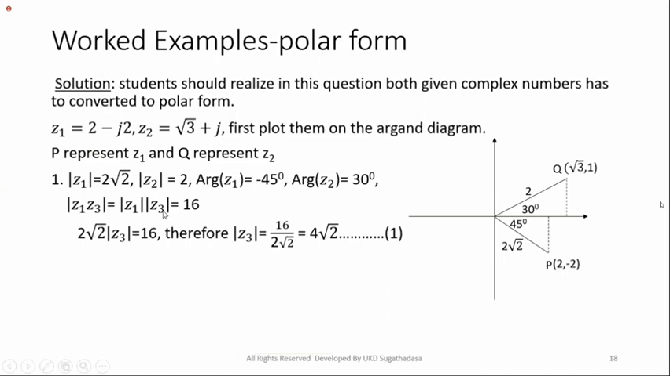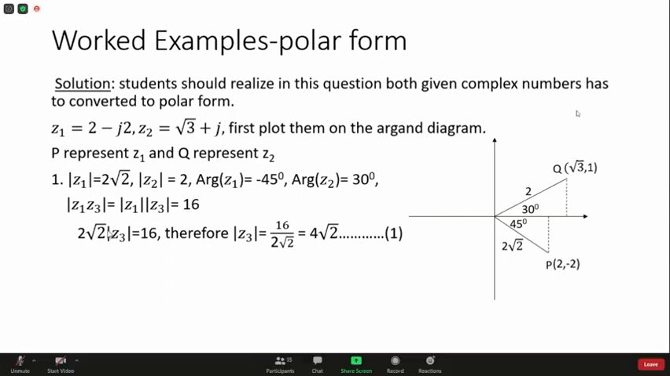Divide by modulus Z1 using the formula. What is the modulus of Z1 Z3? It is modulus of Z1 times modulus of Z3. Now we know the modulus of Z1 is 2 square root of 2, times the modulus of Z3 is 16. Therefore, modulus of Z3 equals 16 divided by this number. You get 4 square root of 2. This is a simple division and no complex thing is involved. Now we have calculated the modulus value of Z3, that is 4 square root of 2.